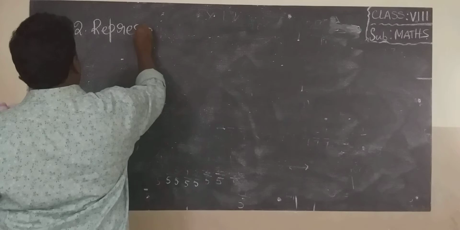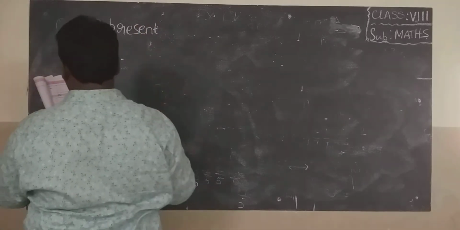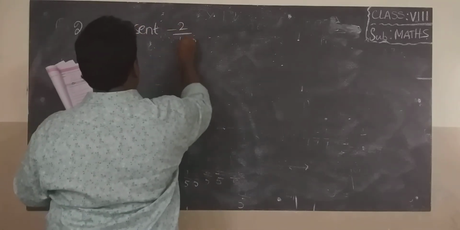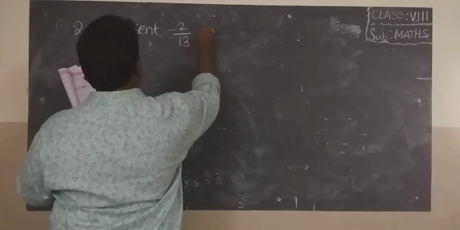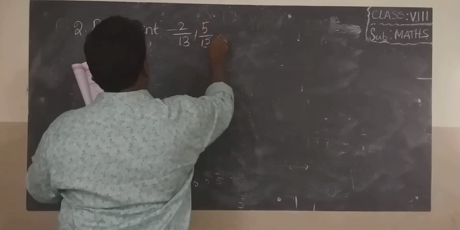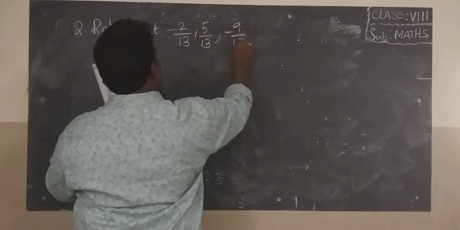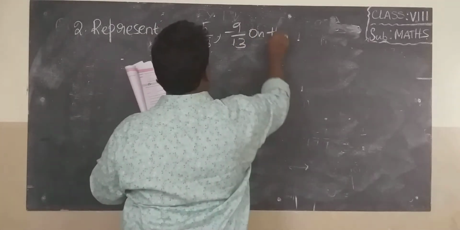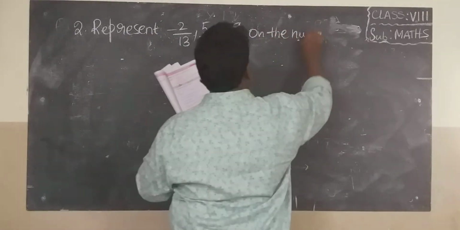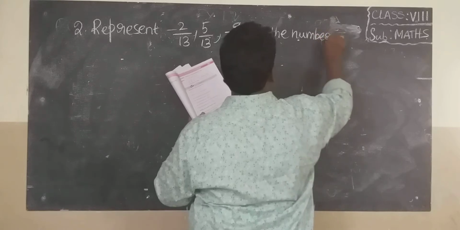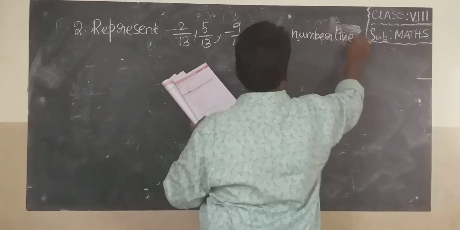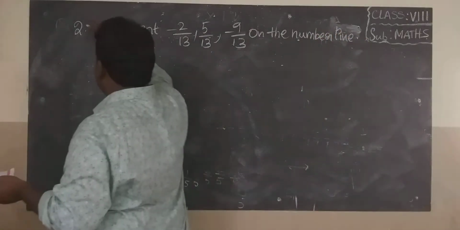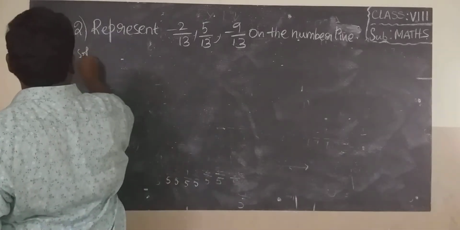Represent minus 2 by 13, 5 by 13, minus 9 by 13 on the number line. So that is problem number 2. This is the second problem about the number line.